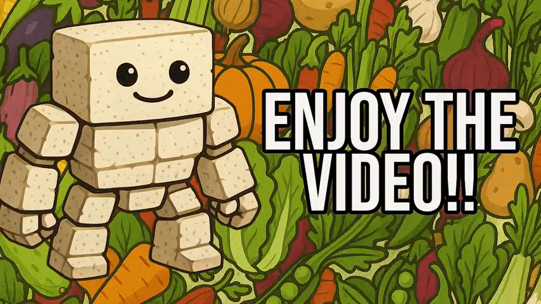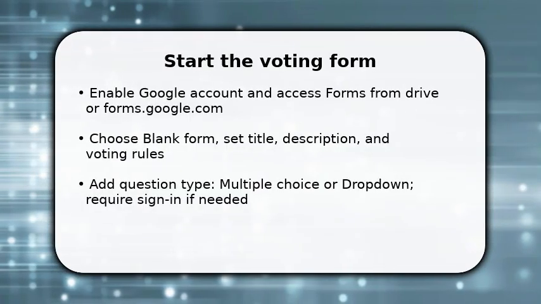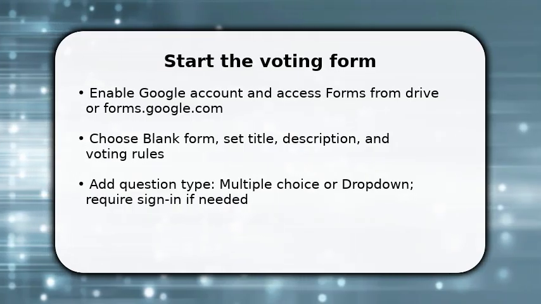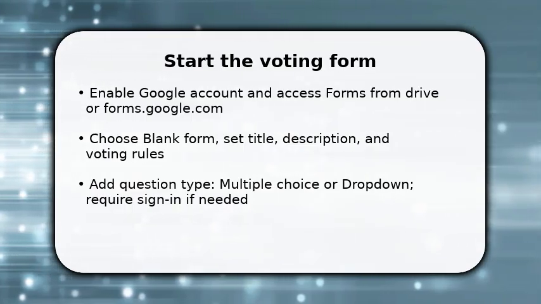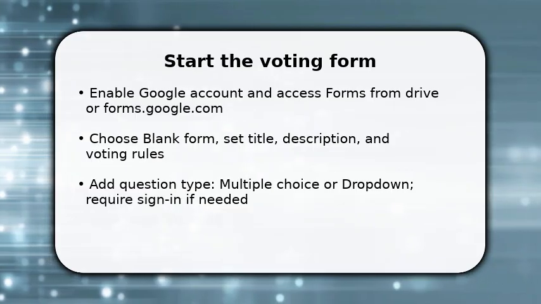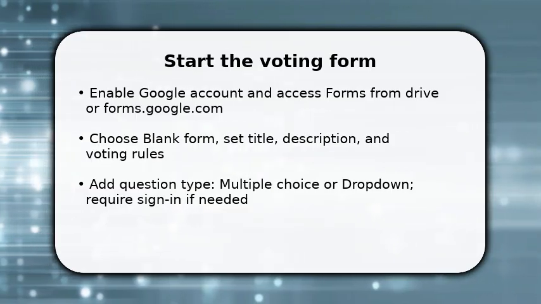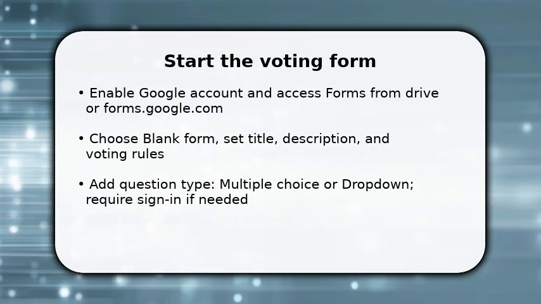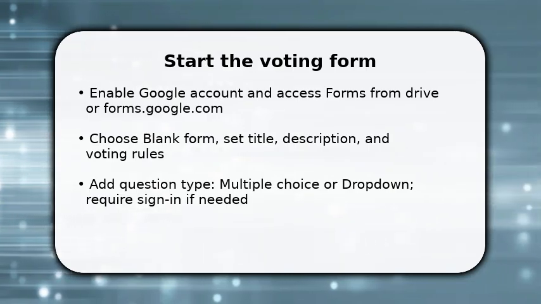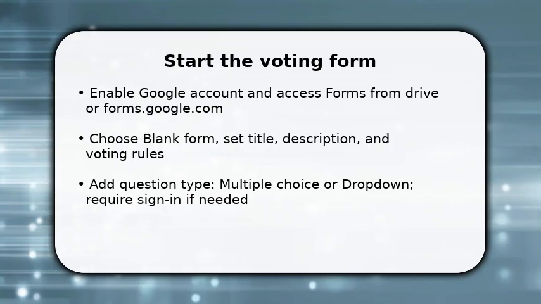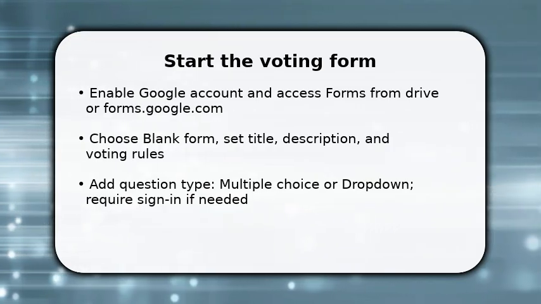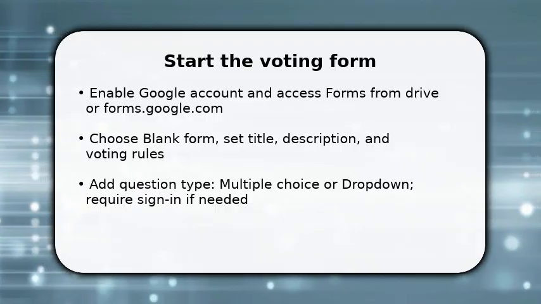Please enjoy the video. You begin by opening Google Forms and creating a new blank form. Give it a clear title and short description so voters know purpose and rules. Once done, add your first question and choose multiple choice or drop-down for single choice votes or checkboxes for multiple selections. Make the question required when you need an answer from every respondent.